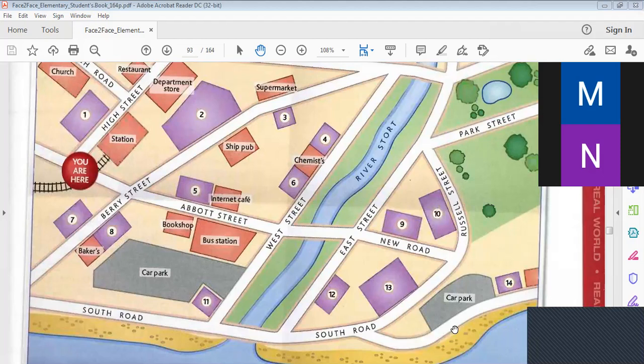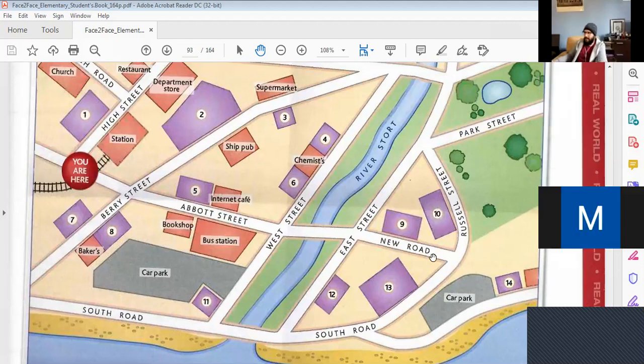Car park. That's correct. Yes. So he said, go along Abbott Street to the river, then turn right on West Street, go 100 meters, it's on the right. So it's the car park.